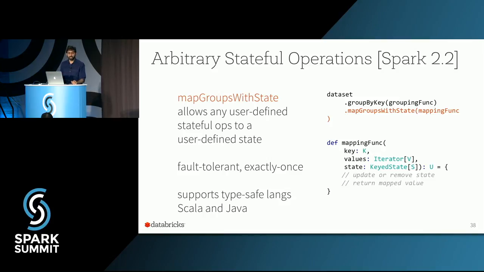So the current API is for Scala and Java, because we have designed it for type-safe languages, because we have observed that most people want to write these sort of complex functions in type-safe languages. So we have added it for Scala and Java only right now, but depending on demand, we might add it for Python as well.